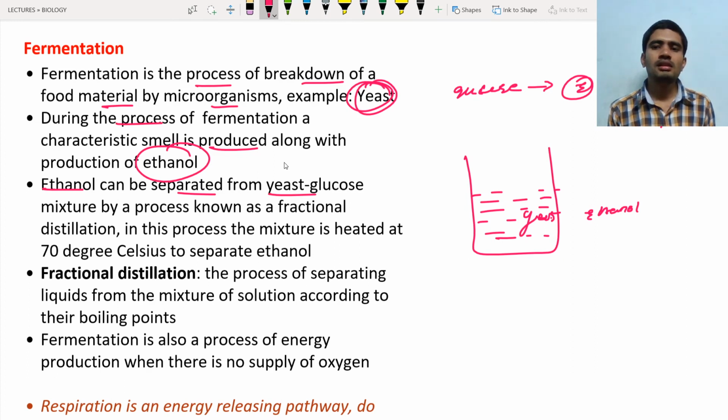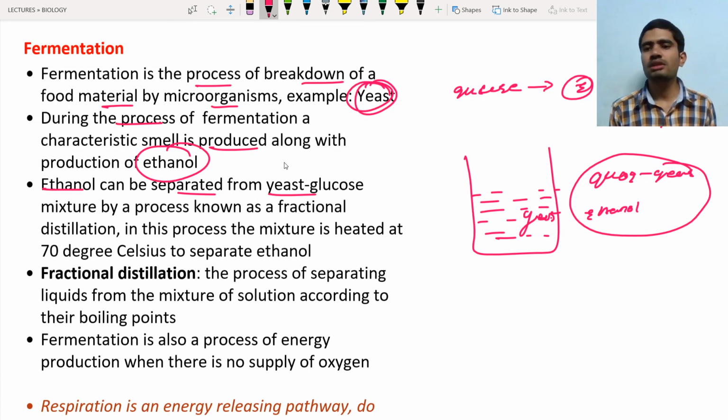So this ethanol has to be recovered, or separated, from the glucose and yeast mixture. How can you separate ethanol from the glucose yeast mixture? By heating around 70 degrees Celsius. If you heat around 70 degrees Celsius, what will happen? The ethanol will get vaporized and come out.